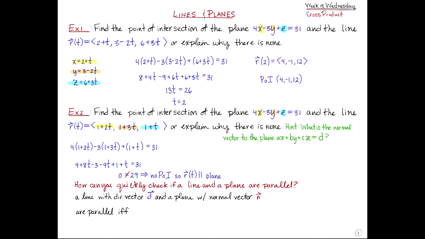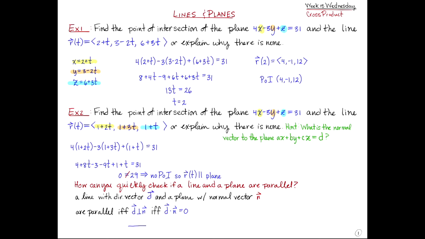Is there an easier way that we could have done example 2? How can we quickly check if a line and a plane are parallel? A line has a direction vector, d, and the plane has its normal vector, which we call n, and they are parallel if and only if the vector d is orthogonal to the normal vector. And that's true if and only if the dot product between the direction vector and the normal vector is equal to 0.